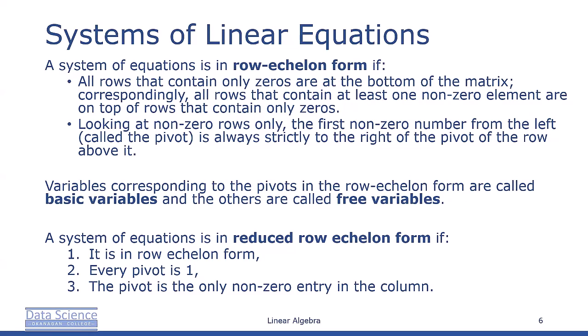Variables corresponding to the pivots in the row echelon form are called basic variables, and the others are called free variables. A system of equations is in reduced row echelon form if it is in row echelon form, if every pivot is 1, and the pivot is the only non-zero entry in its column.